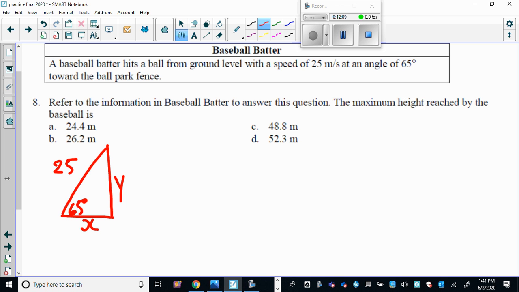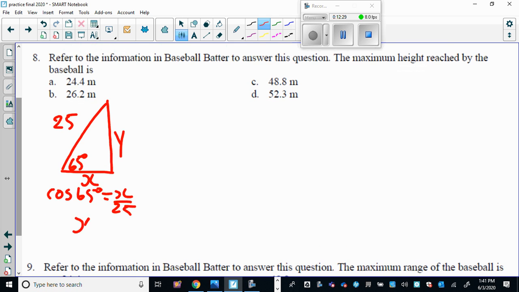And once again, we're going to have to separate this into components using sine and cosine. So let's do that right off the bat, and then we'll organize all our information. So x is going to be cosine. Cosine of 65 degrees equals x over 25. X equals 10.57. And y is the sine of 65 degrees, and y turns out to be 22.66.